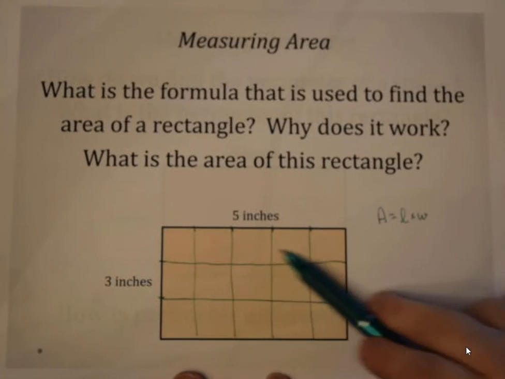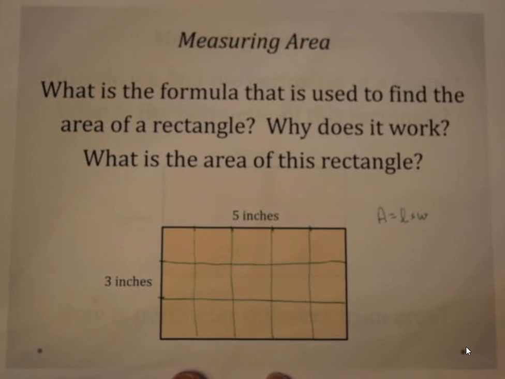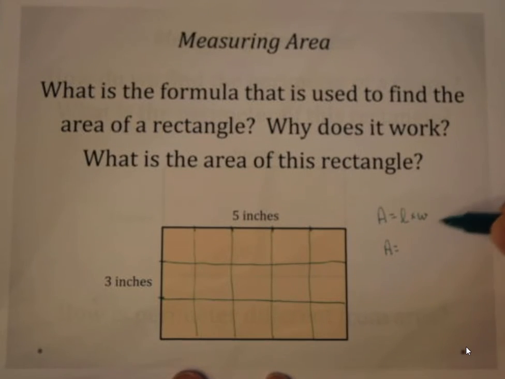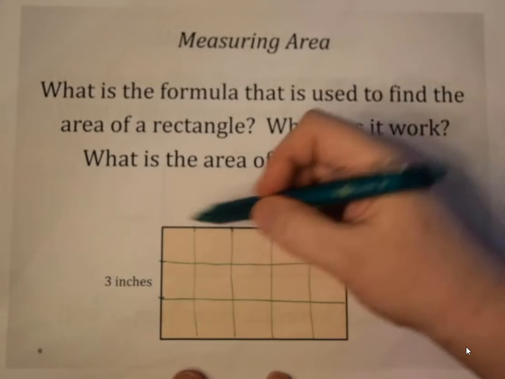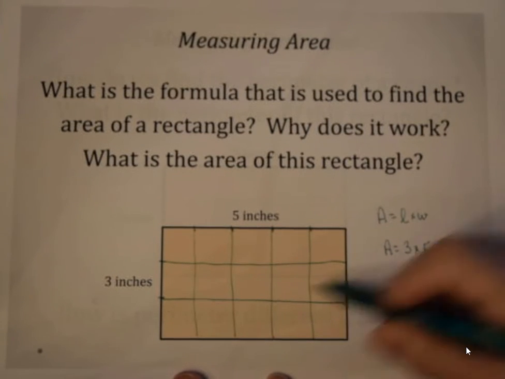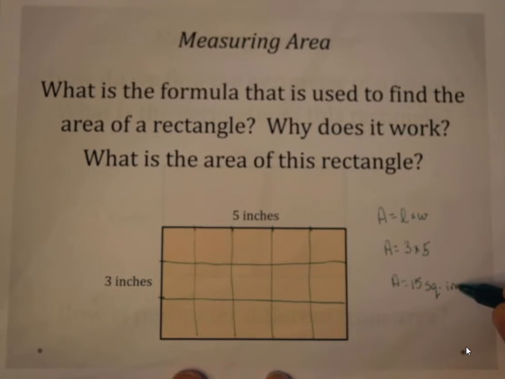And so we'd have 3 groups of 5. So we know that's multiplication. So it would be 3 times 5. We call this length and this width, which is kind of backwards from what we normally think of it. But we would have 3 times 5, which would be 15 squares. So we have 15 squares, and they're each 1 inch by 1 inch. And so we have 15 square inches.